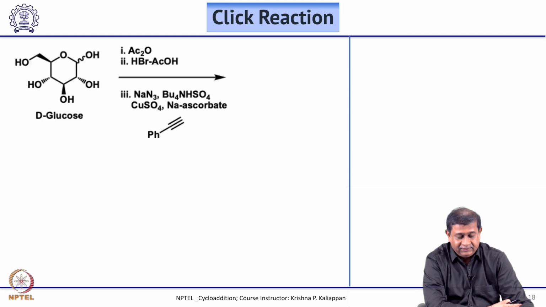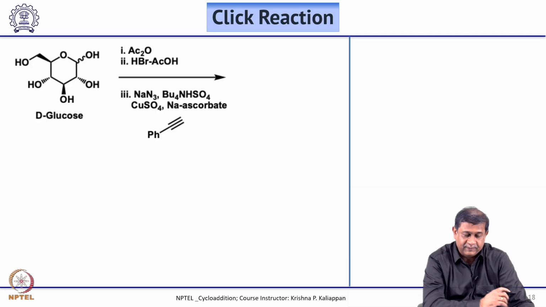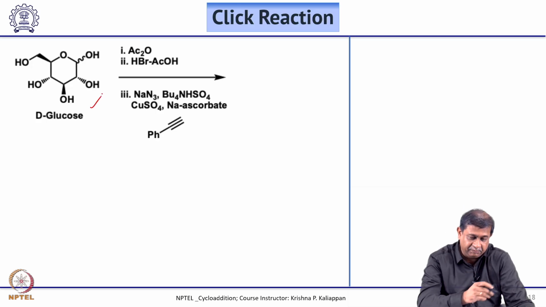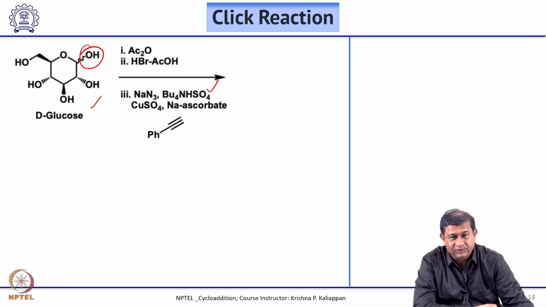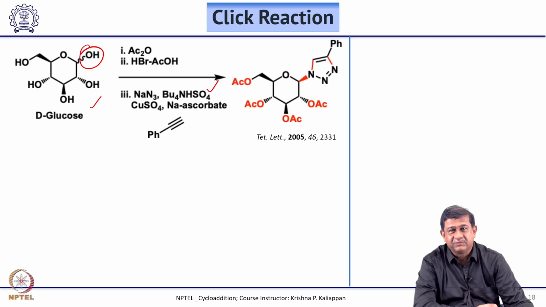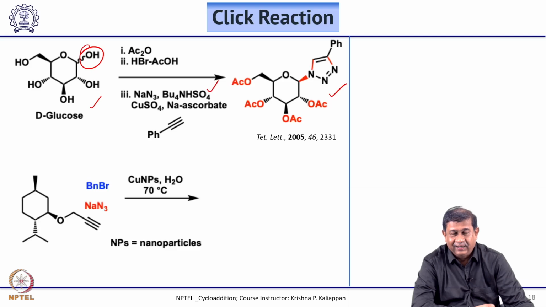Again, you can see another interesting example from sugar. So, you take D-glucose and then peracetylate, then replace the anomeric acetate with bromide, and then do an SN2 reaction with sodium azide and do the click chemistry. You can get this corresponding 1,4-triazoles, and we can also attach to terpenes.